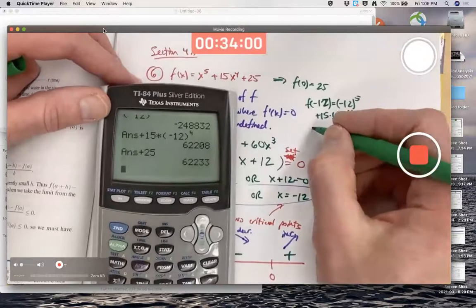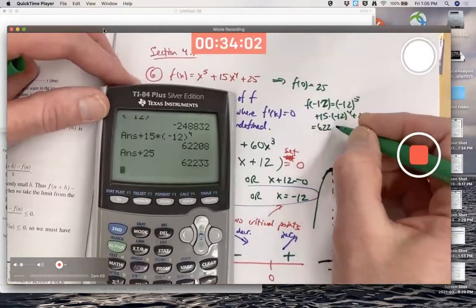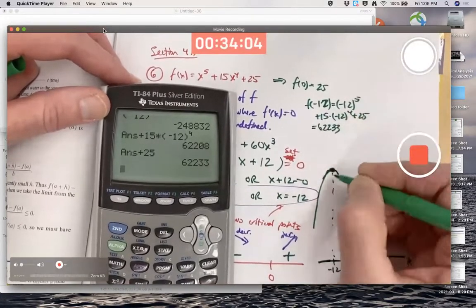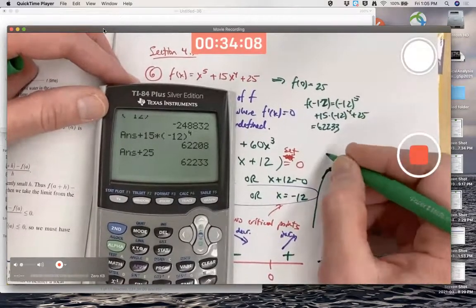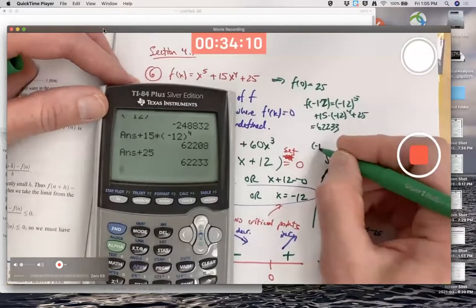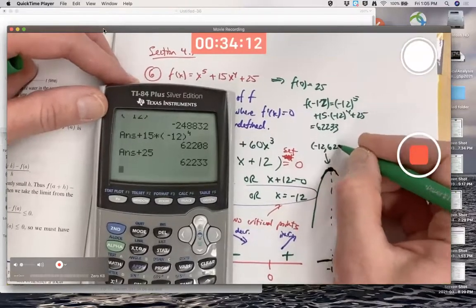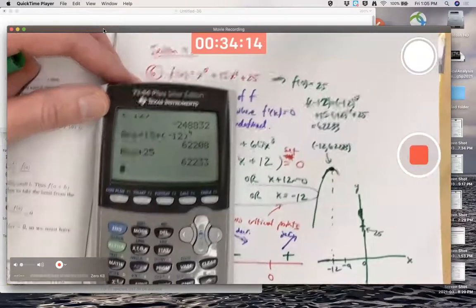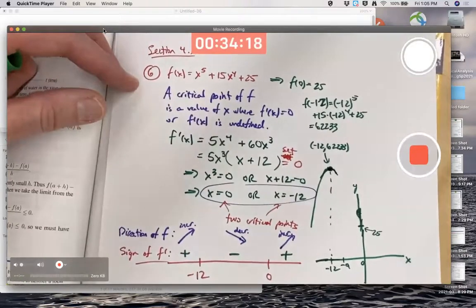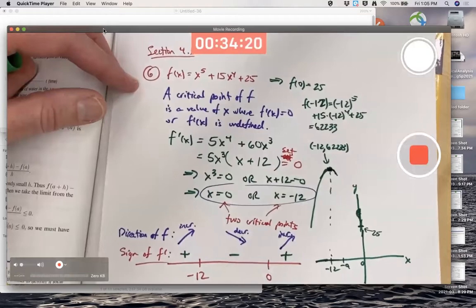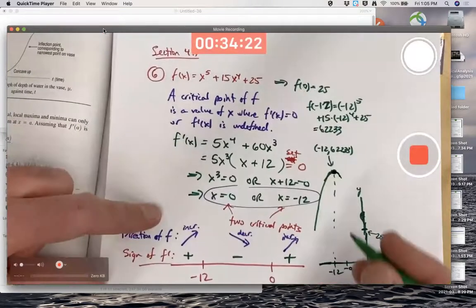The second coordinate of this point is 62,233. This picture is way wrong to scale. Okay. The coordinates of that point are -12, 62,233. Bad picture here, okay, but humor me. Just pretend it's way up off the paper.